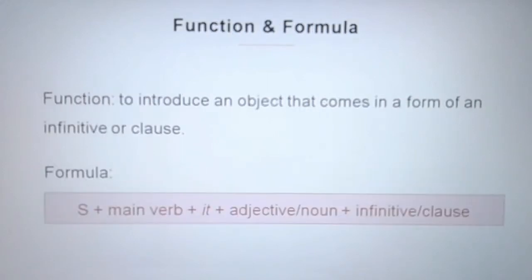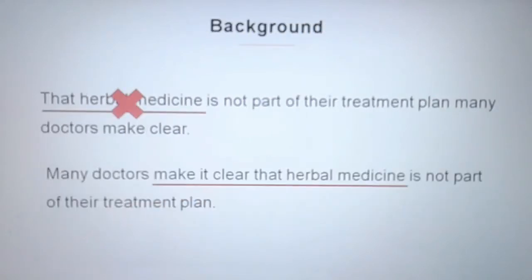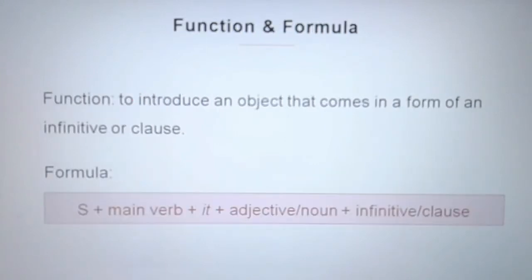Now, let's see the function and also the formula of this preparatory it as object. Okay, so why do we need to use preparatory it as object? We use it to introduce an object that comes in the form of an infinitive or clause. So if we see this example again, the object starts with that clause, that herbal medicine. So the object starts with that clause. We don't use noun, so that's why the use of preparatory it is essential.